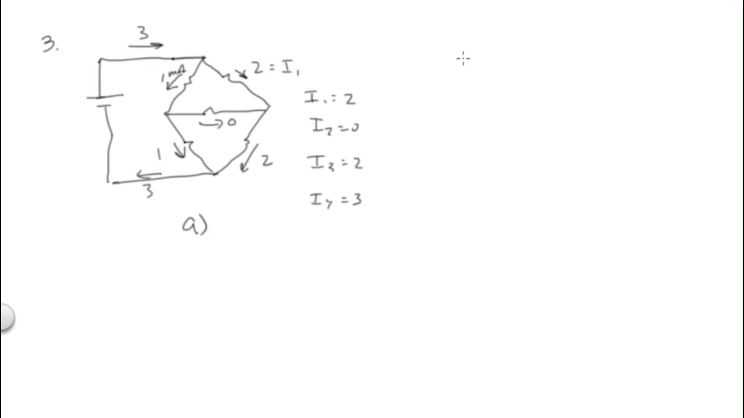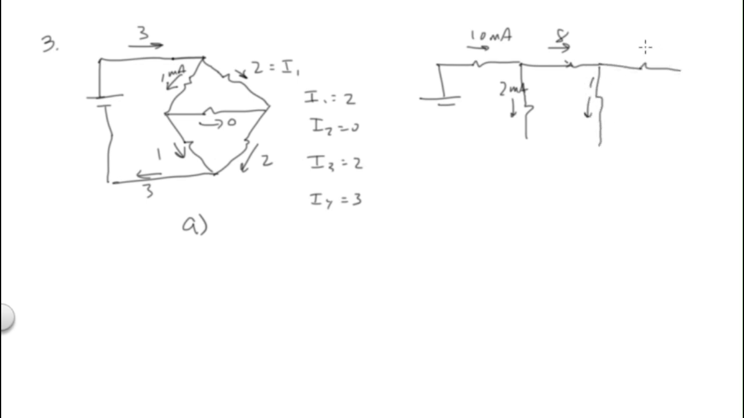And B, we have a starting voltage. We go through 10 milliamps. Then we go 2 down. So that must give us 8 over here. Then we have 1 down. And that must give us 7 over here. Must give us 7 down here. Go all the way around like this, 7 milliamps.